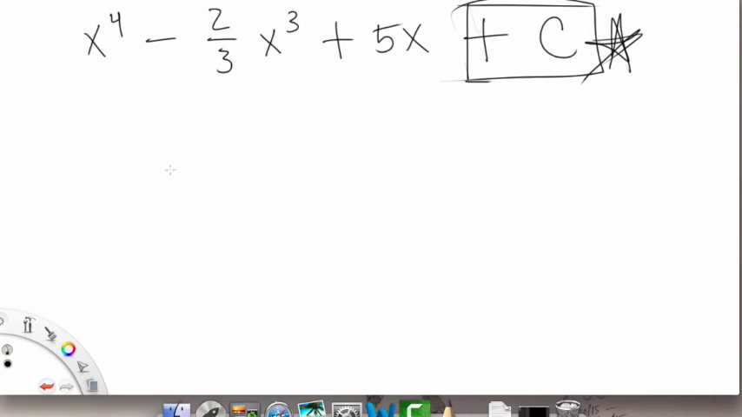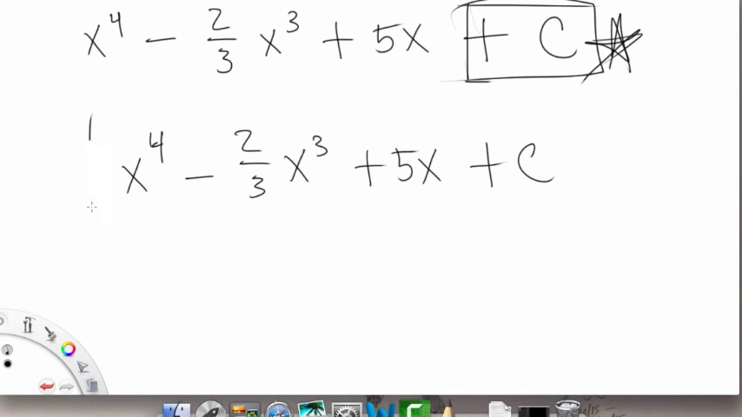So this is basically our answer. I'll write it where we don't have the obnoxious box and the star. So this is going to be x to the fourth minus 2 over 3 x to the third plus a 5x and then plus a c, and we just leave it as such.